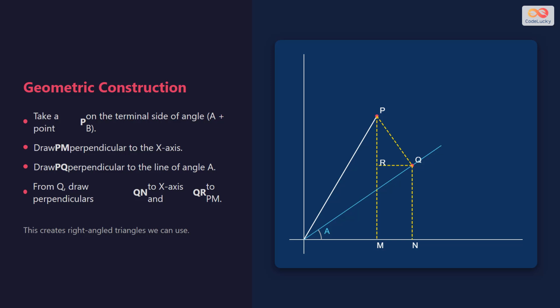Now for the construction. We pick a point P on the final arm of our combined angle. From P, we drop a perpendicular line straight down to the x-axis. We also drop a perpendicular to the arm of angle A. From that intersection point Q, we draw two more perpendiculars, one to the x-axis and one across to the line PM.